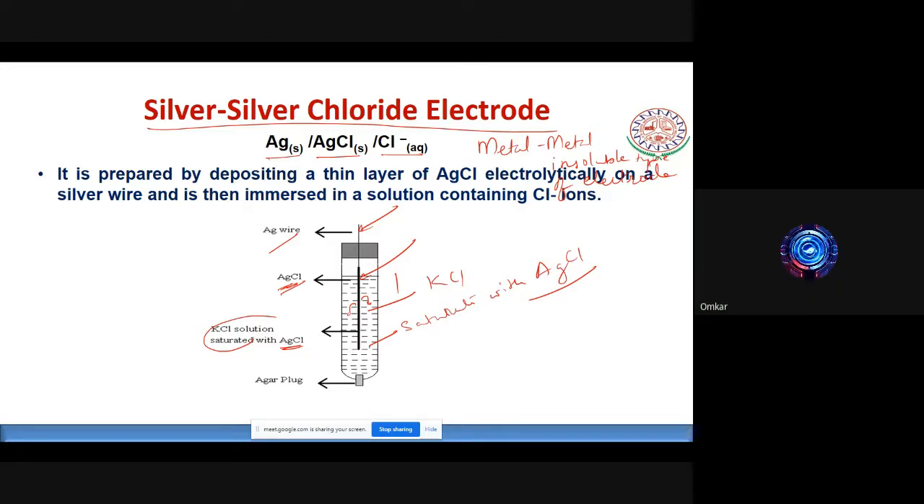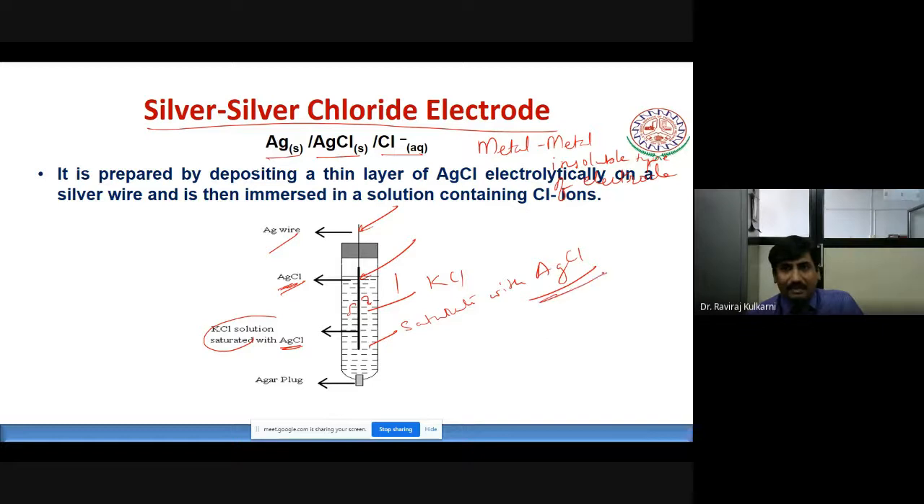Yes, sir. If you saturate with AgCl, it will not dissolve the AgCl coating. Otherwise, the AgCl coating will come out. So that's the reason we saturate this solution with AgCl. And there is an agar plug, just to give external contact. It acts as a salt bridge. Instead of using a salt bridge, you can directly use a plug and dip it in another electrode directly.